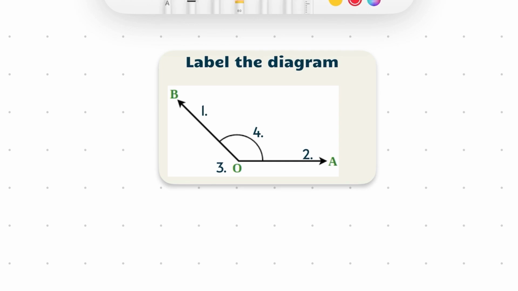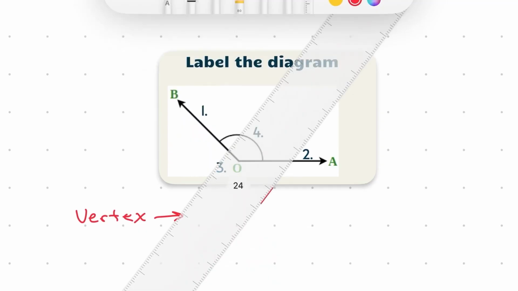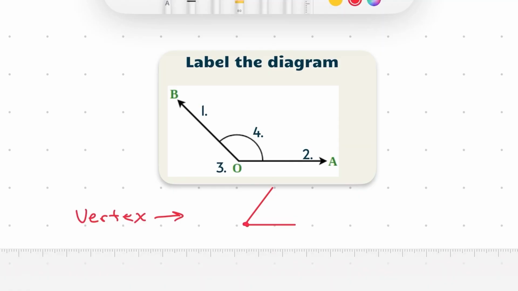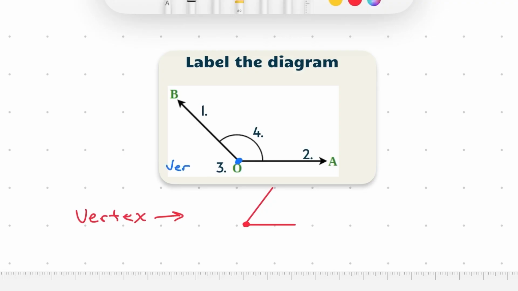We are now asked to label this diagram. And before I do so, there are some terms that we should review. The first one is vertex. Remember that a vertex is the intersection of two lines at one common point. So, for example, I can construct a vertex by simply drawing two lines that intersect at this dot. So that is a vertex. In our diagram, the vertex is considered point O because that is where AO and BO intersect. So we can say that number 3 is the vertex.